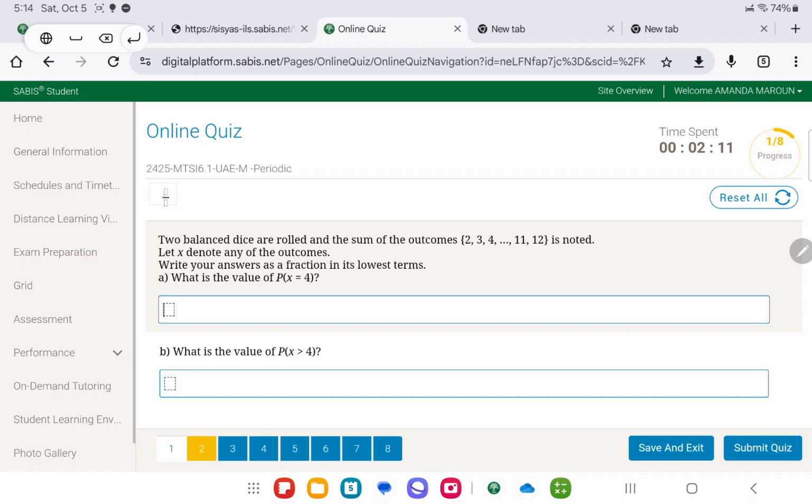Number 2. 2 balanced dice. Balanced means fair. They are rolled, and the sum of the outcomes 2, 3, and so on is noted. Let x denote any of the outcomes. Write your answers as a fraction in the lowest term. What is the value of p, the probability that x is 4? X is the sum of the outcomes. They're telling us to find the probability that x is 4.